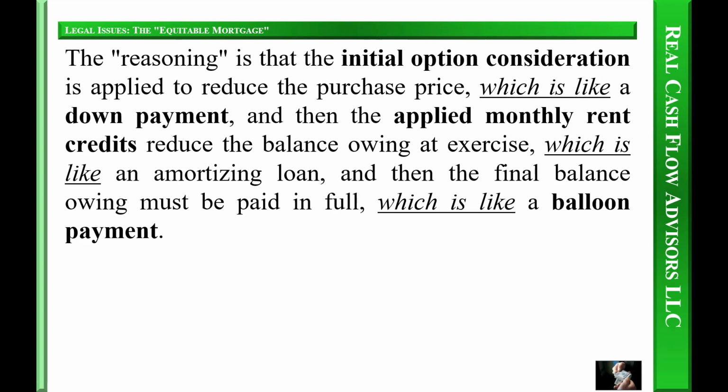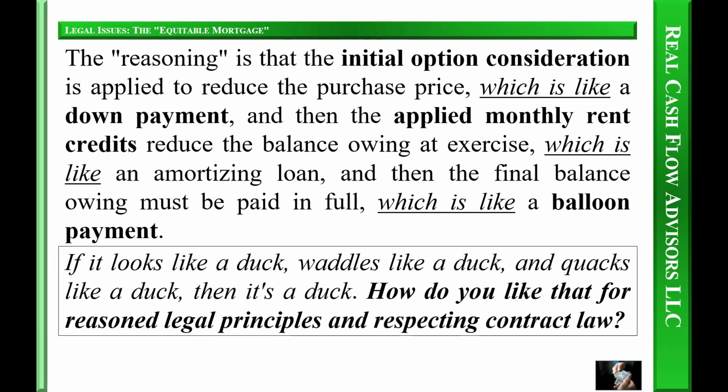The reasoning is that the initial option consideration is applied to reduce the purchase price, which is like a down payment, and then the applied monthly rent credits reduce the balance owing at exercise, which is like an amortizing loan. And then the final balance owing must be paid in full, which is like a balloon payment. If it looks like a duck, waddles like a duck, and quacks like a duck, then it's a duck. How do you like that for reasoned legal principles and respecting contract law?